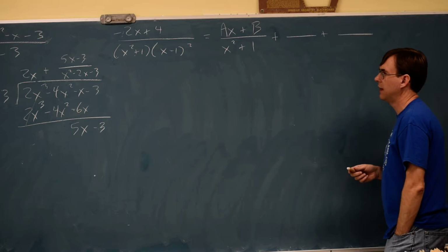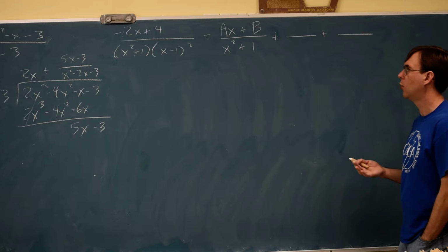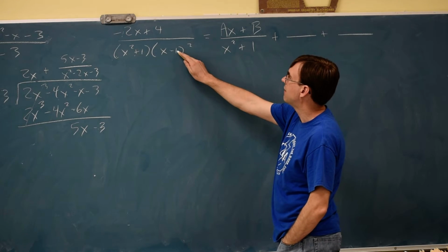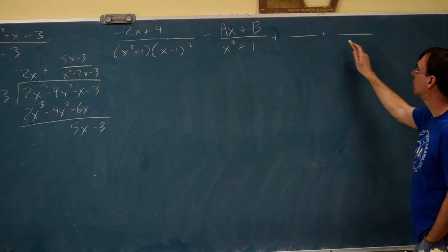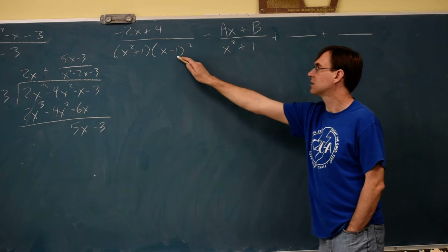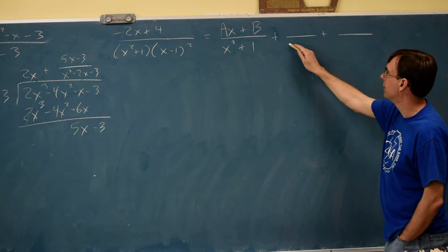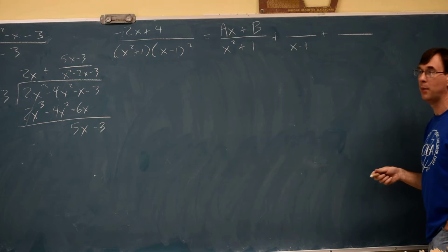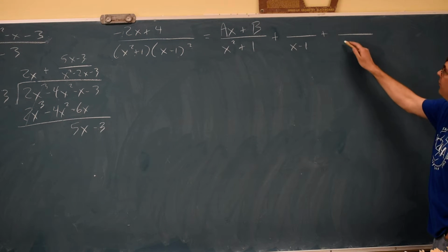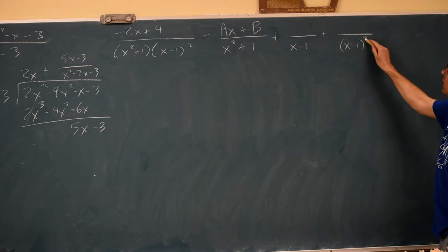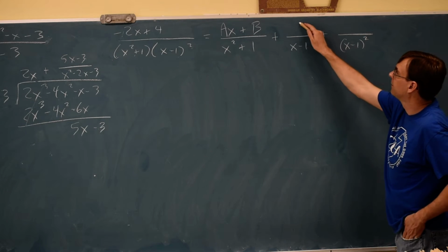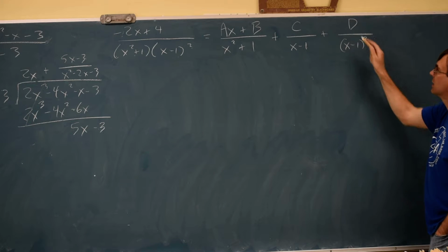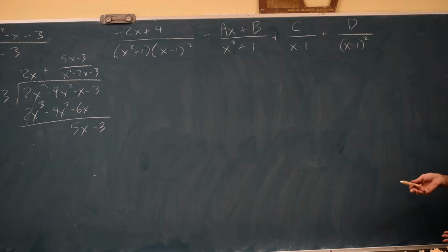Second thing they're doing on this to illustrate 2 points in one problem. Anytime you have a factor that's squared, you're going to have to use it twice. So with x minus 1 being squared, we need an x minus 1 basic fraction bottom and an x minus 1 squared bottom on some other fraction. This I'd call C, this I'd call D, because they're mysteries to me.